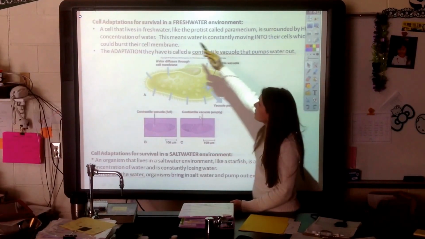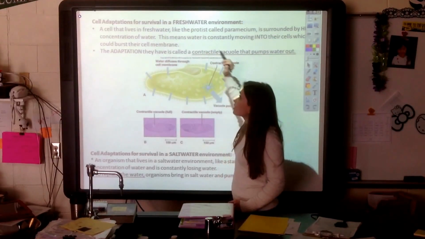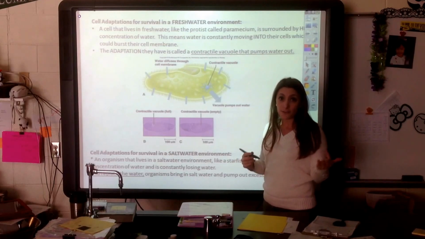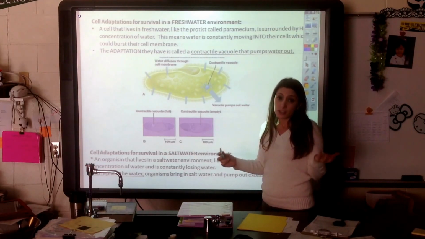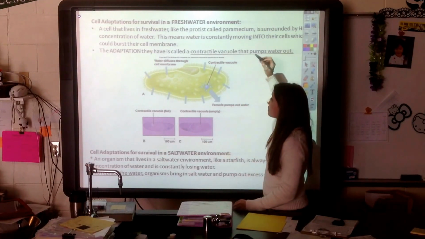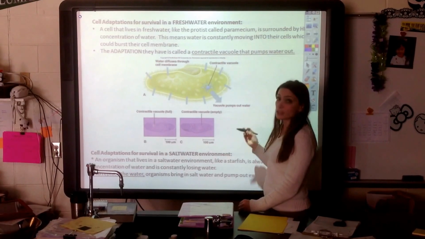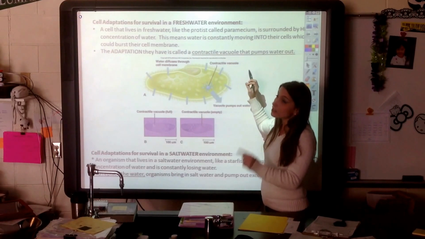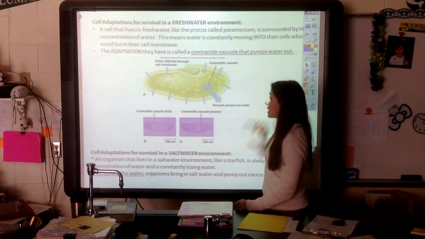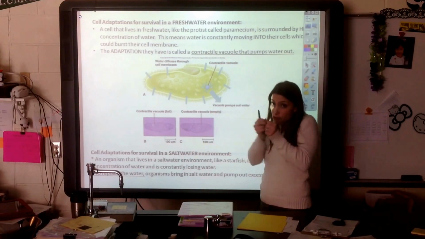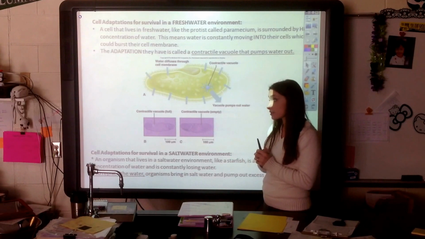And so this is where we see cell adaptations. There are cells that live in fresh water, including fish. Think about a fish that lives in a pond. Water is constantly moving in. These organisms also have adaptations to help them. One of the adaptations that you need to know is called a contractile vacuole. The vacuole will store water and then actually contract and pump the water out.